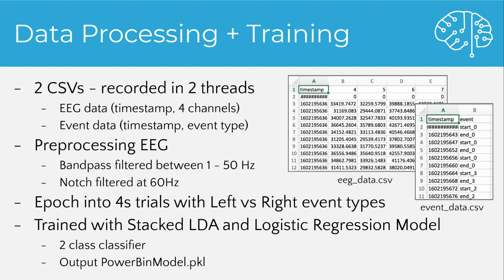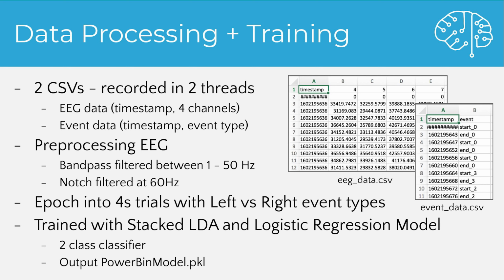Before training the model, the dataset is first cleaned and bandpassed from 1 to 50 Hz and notch filtered at 60 Hz to eliminate noises. Then using the event data, we extract 4-second chunks of EEG data from each trial and save them onto a data frame, which is then used as the training epochs.